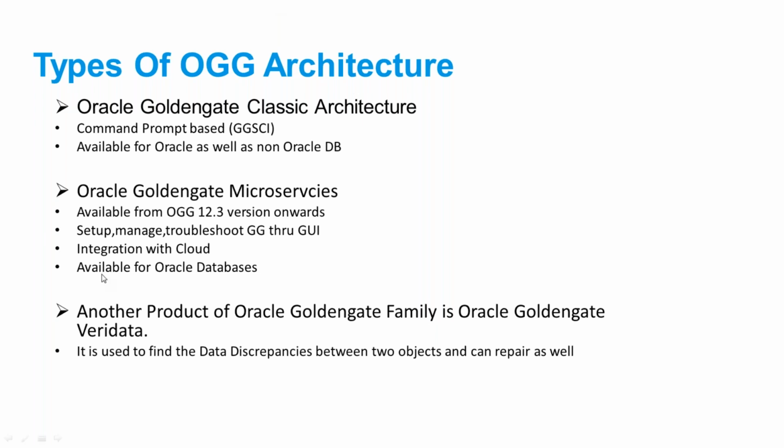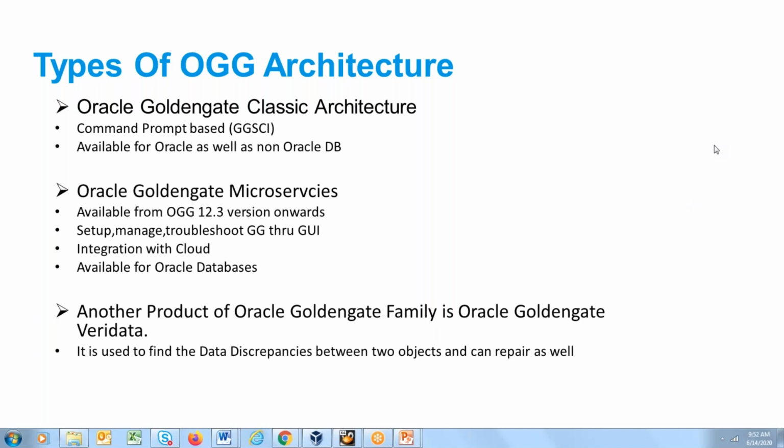Now, the third product of the Oracle Golden Gate family is Oracle Golden Gate Veridata. How many of you have heard about it? Just type in the chat session. Okay, so for Veridata, few are saying yes, so at least 70 to 80% people are still saying no.